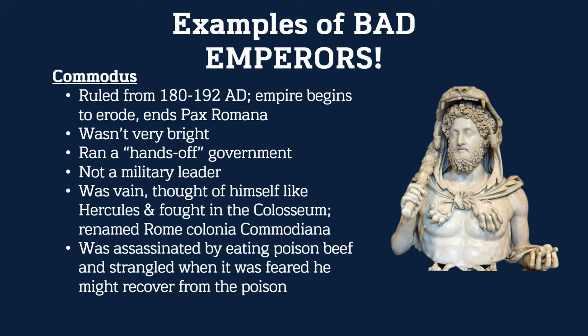And there's Commodus, who we've talked about in previous lessons. He is the son of Marcus Aurelius. He seizes power when his father passes away. He's not particularly bright. He doesn't really want to lead the government. It's very hands-off. He's not a skilled military tactician like the previous emperors, and he's very vain, has a huge ego, thinks of himself as part god, Hercules.